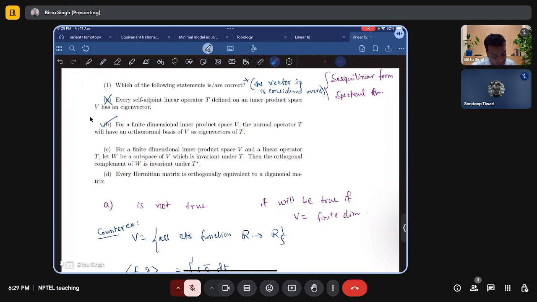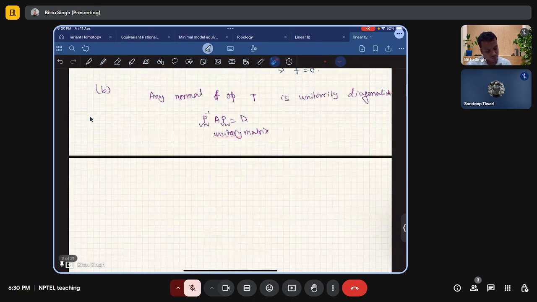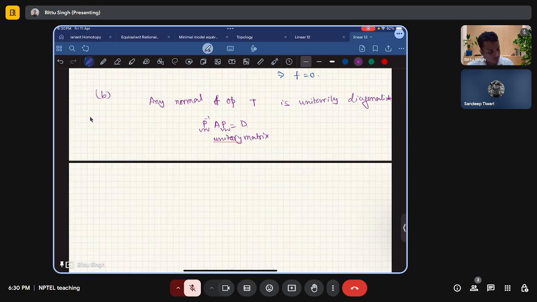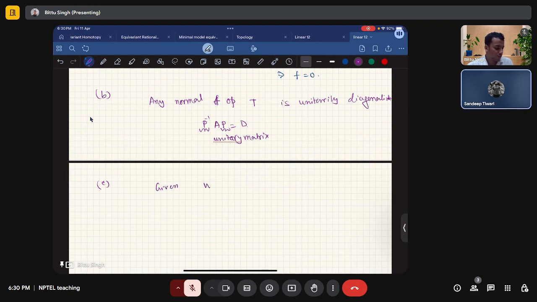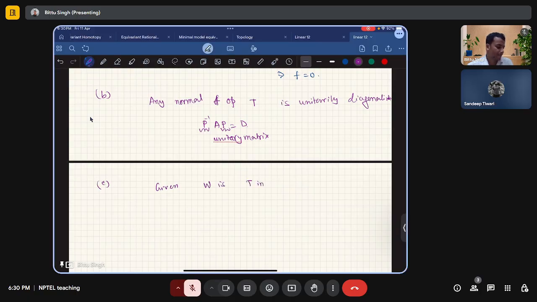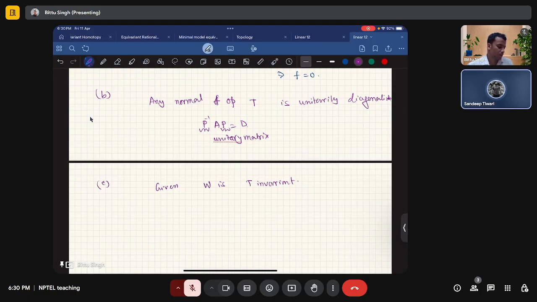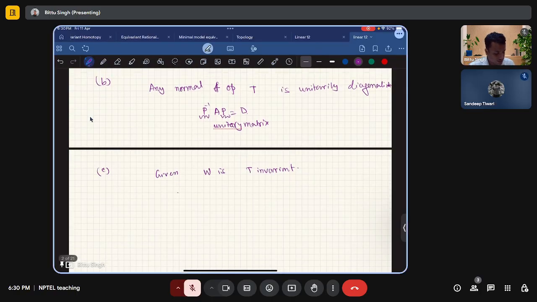And what about question number C? Here the linear operator is T. Now let W be a subspace of V which is T invariant. Then the orthogonal complement of W is T star invariant. Is it true? So given W is T invariant, I think this should be true. Let us check.